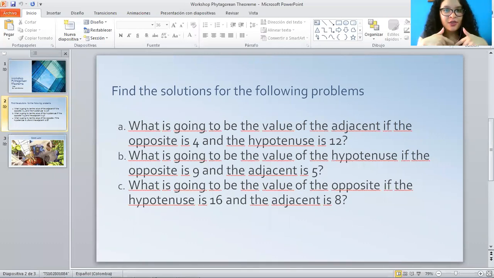For this case, I need you to try to work alone, to work without me. Tell me. Vas a enviar esas preguntas por Classroom, ¿verdad? Yes, indeed, they are there.